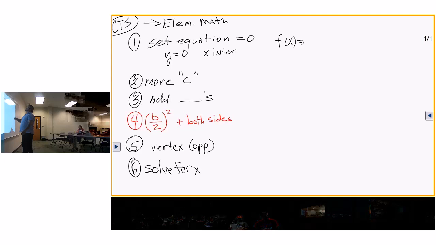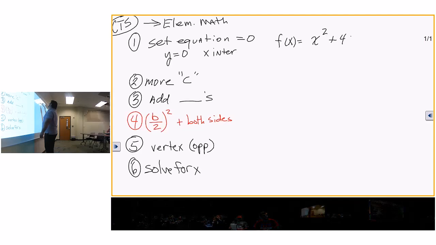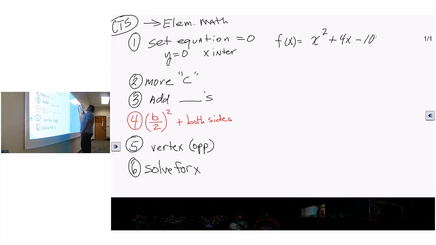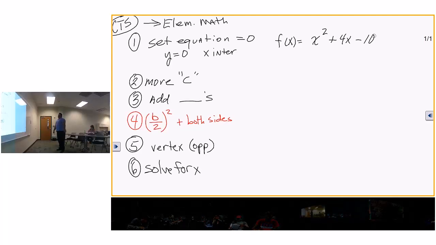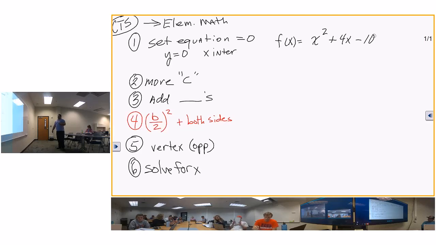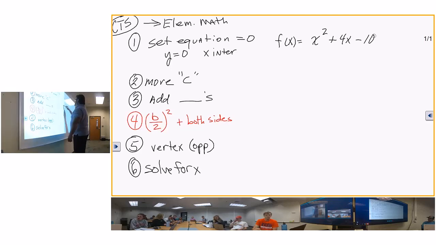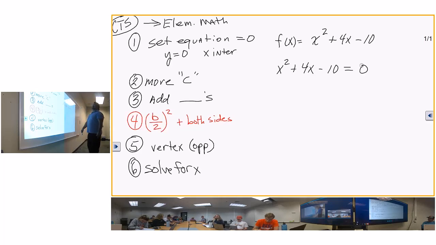So f of x is equal to x squared plus 4x minus 10 is your quadratic. Now there are no multiples of 10 that will give you 4. 1 times 10 will give you a 9 or 11. 2 times 5 will give you a 3 or a 7. So you can't factor this one. So you use completing the square. First thing you do is I turn mine around and I say x squared plus 4x minus 10 is equal to 0. Set it equal to 0.